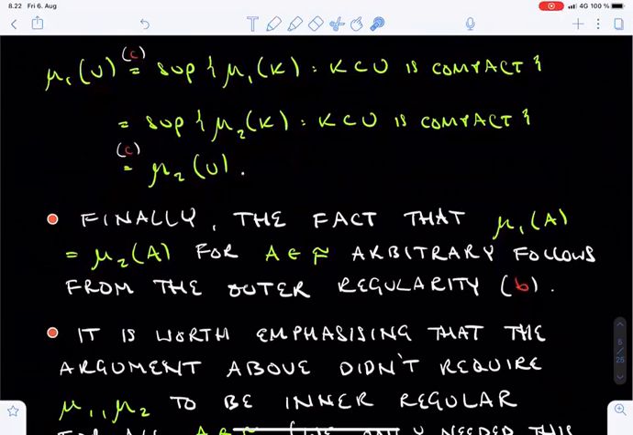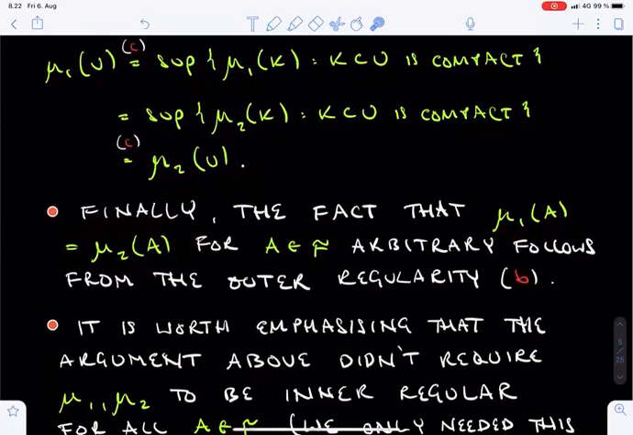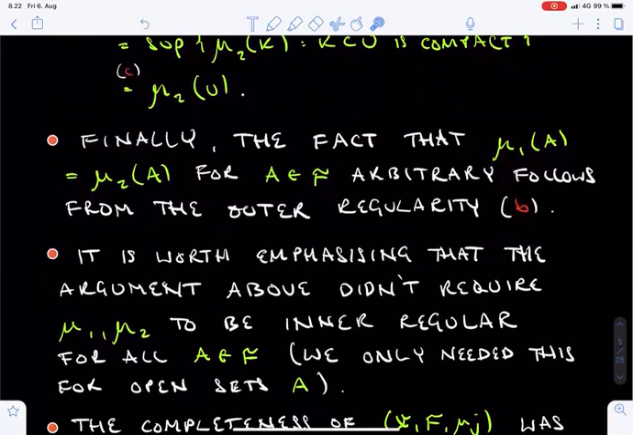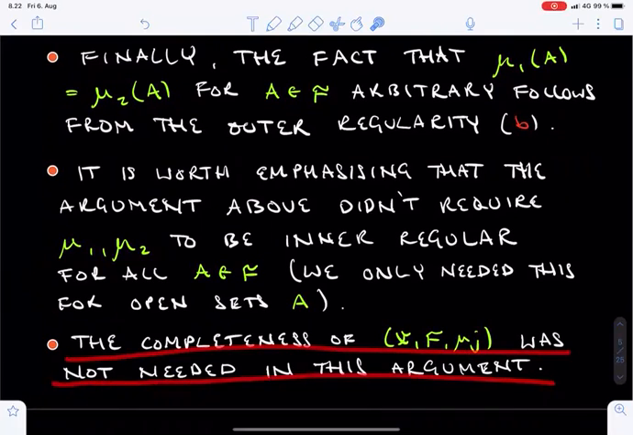Finally, if A is an arbitrary set in the sigma algebra F, then we may use the outer regularity assumption B to conclude that since mu1 and mu2 agree on open sets, they must assign the same value also to A. This concludes the proof of the uniqueness claim. It is worth noting that the inner regularity for all sets in the sigma algebra F was not necessary in this argument. We only needed it for open sets. Another similar remark is that the completeness of the measure spaces X, F, mu_j was never used in the uniqueness argument.